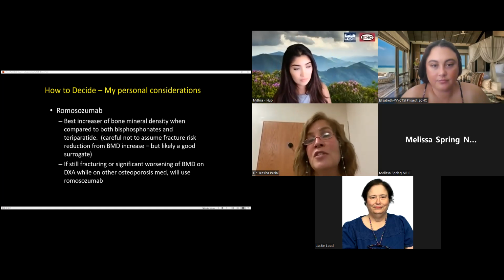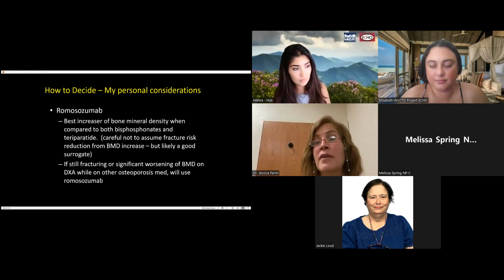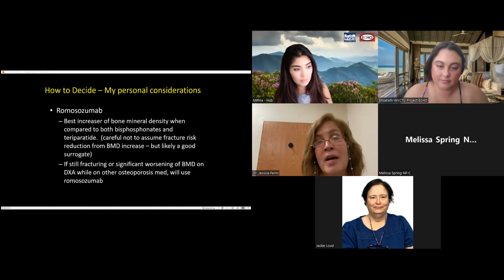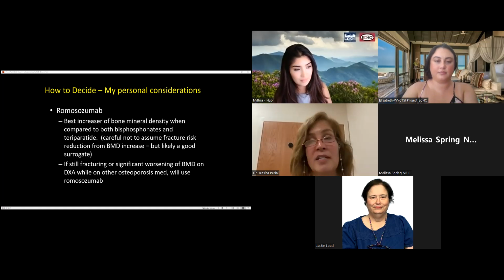Okay, so if they're still fracturing or there's significant worsening on their DEXA scans while they're on other osteoporosis medicines, that's the time to think about using romosozumab, as long as they haven't had any cardiovascular events in the past year. Next slide.